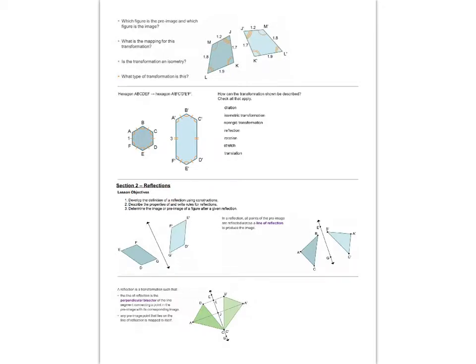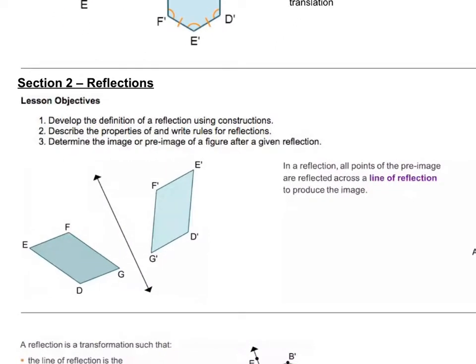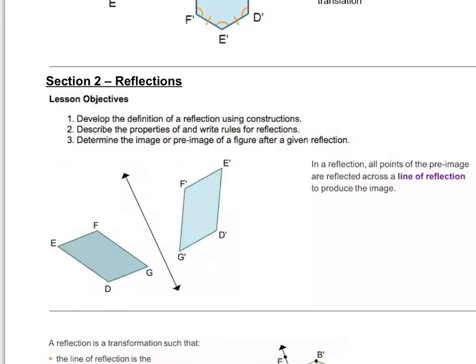So let's zoom in here and talk about our lesson objectives real quick. We want to develop the definition of a reflection using constructions. We want to describe the properties of and write rules for these reflections. We want to determine the image or pre-image of a figure after a given reflection.